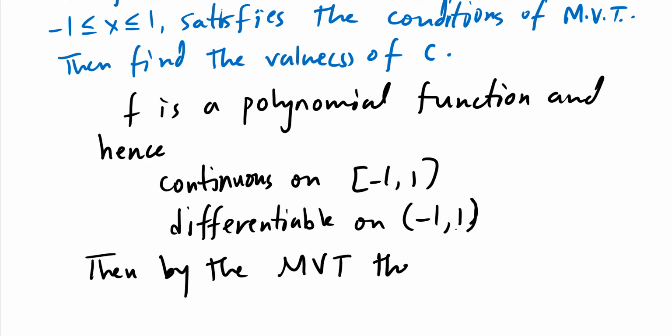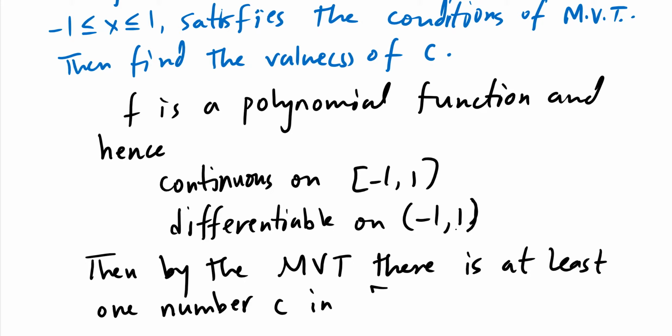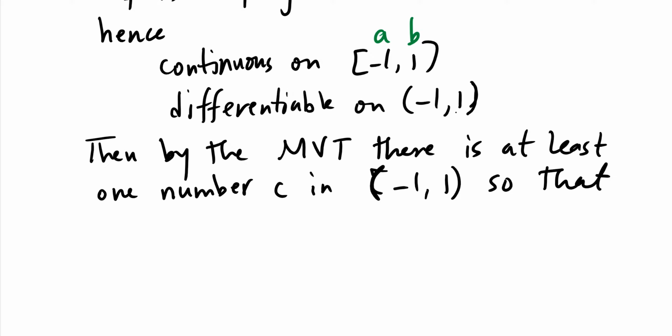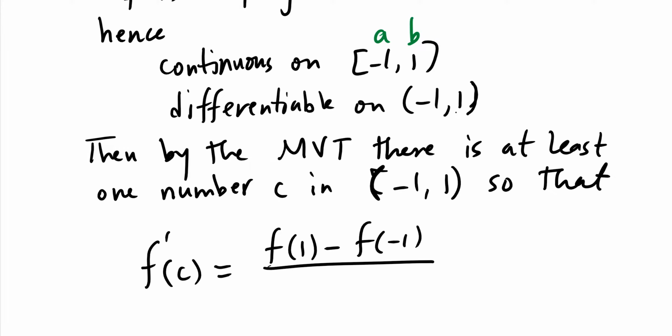there is at least one number C in the open interval negative 1 to 1, so that, notice in the problem we will talk about A and B in the theorem. So this is our A, this is our B, so that the derivative f prime at C is f of B, which is f of 1, minus f of negative 1, divided by B minus A, 1 minus negative 1.